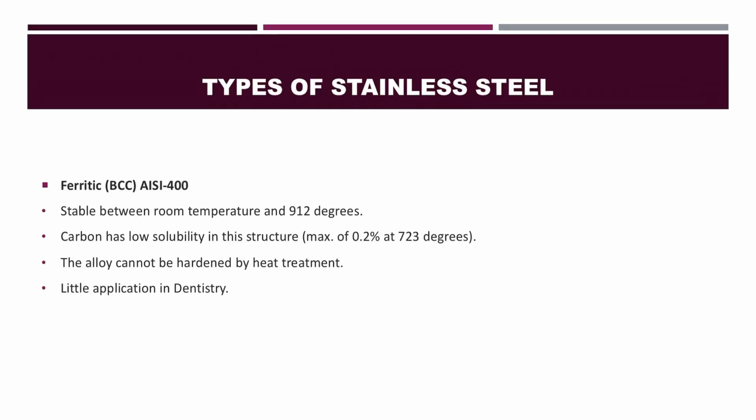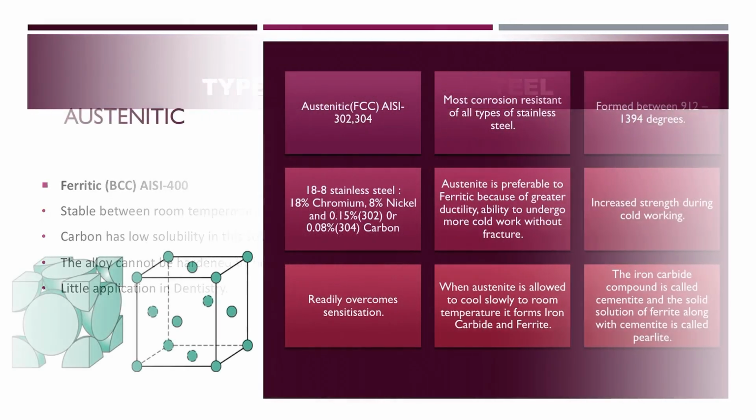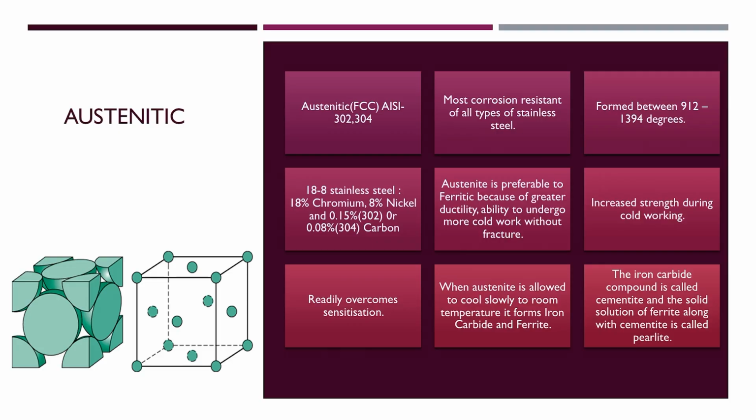Types of stainless steel. Ferritic stainless steel, which is a body-centered cubic structure. It is stable between room temperature and 912 degrees. Carbon has a low solubility in this structure, and the alloy cannot be hardened by heat treatment, hence little application in dentistry.